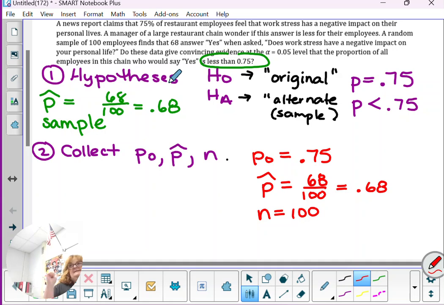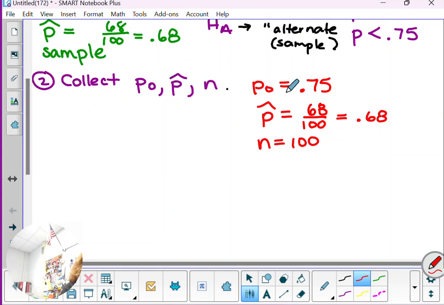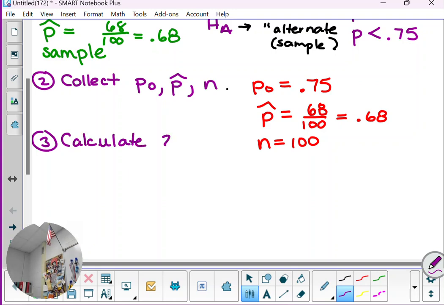So making our hypothesis is step one. We always have, we're equal to something, or, at least what we're doing right now, is it greater than or less than that certain number? We pull our values that we need, P sub 0, P hat, which comes from the sample, and n. And then step 3, we're going to calculate a z value.